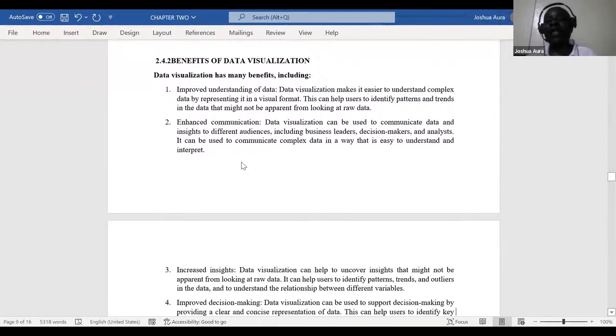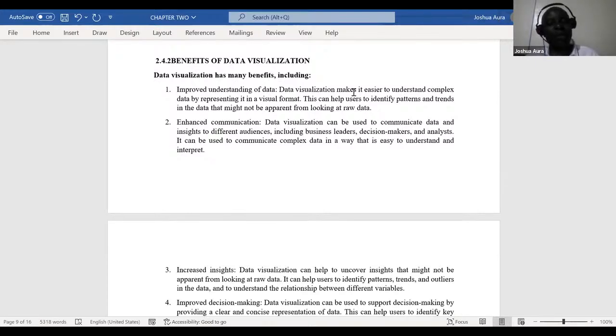Improved understanding of data. Data visualization makes it easier to understand complex data by representing it in a visual format. What people can see, diagrams that people can see. This can help users to identify patterns and trends in the data that might not be apparent from looking at the raw data.